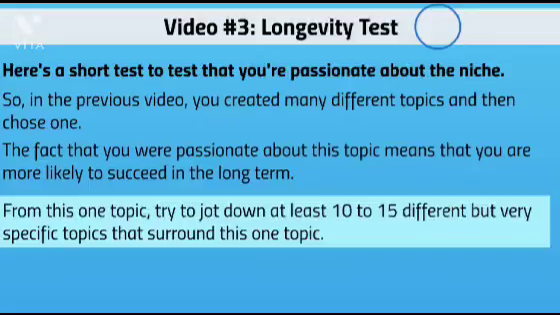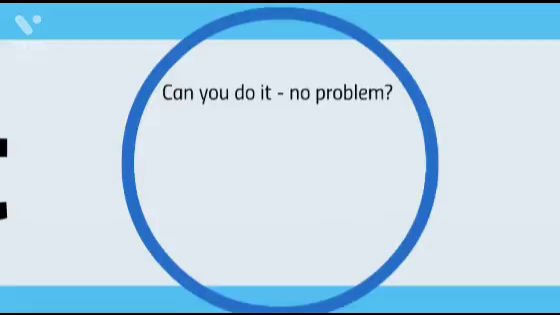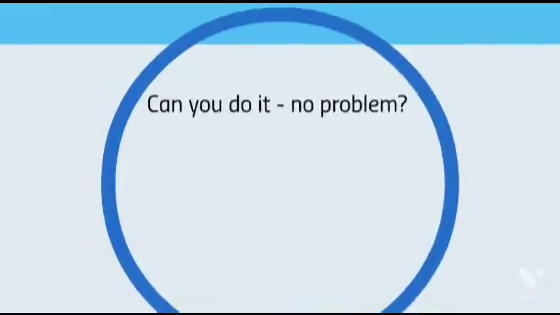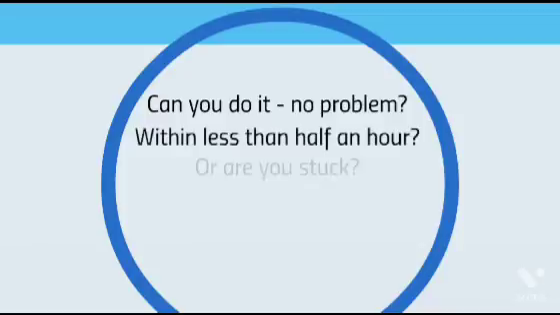So what we're trying to do is figure out how many topics you can create. So go ahead, do that now, pause the video. If you got 10, great. If you got 15, super. If you got 20, awesome. But if you got at least 10 within less than half an hour, then that's a good sign. That means that in your brain, you're able to produce topics right away and that you're actually passionate about this niche.